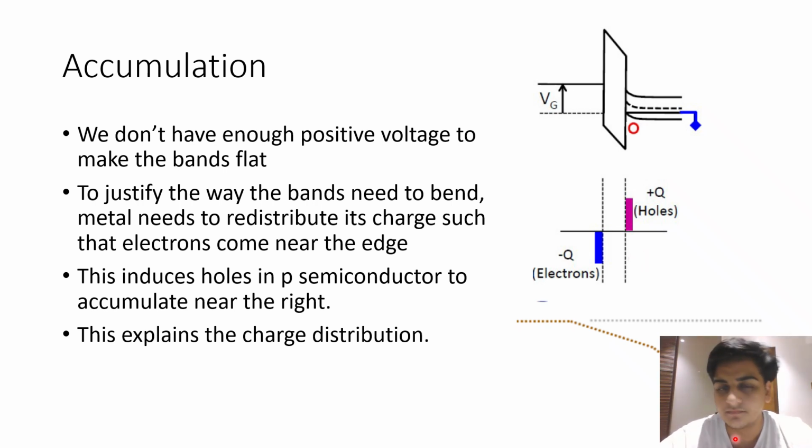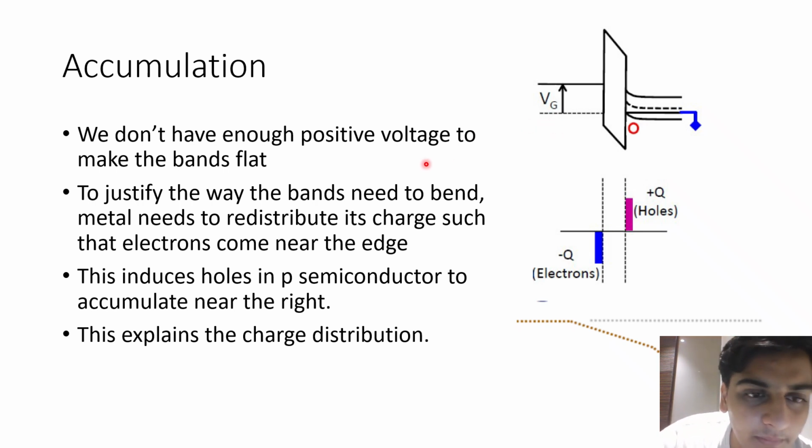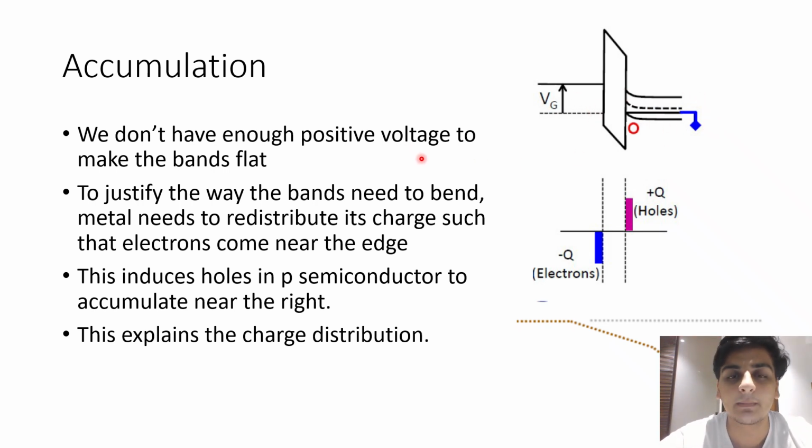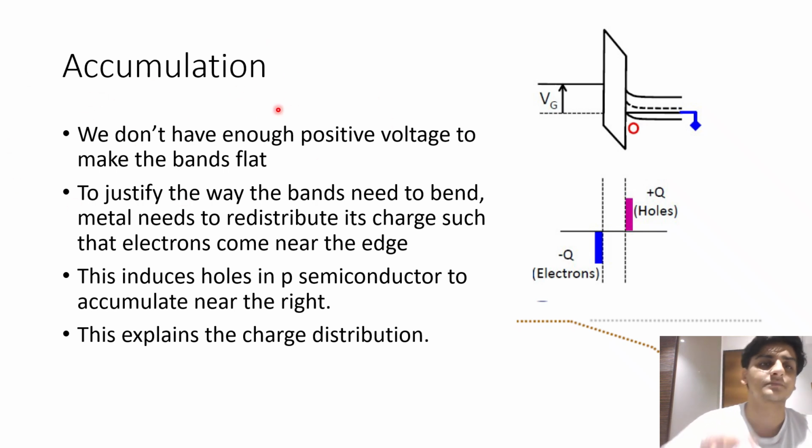So, the accumulation case which I spoke about, is that we don't have enough positive voltage. We know that we need the flat-band amount of voltage to make the bands flat. So we don't have that, which means the bands are still bent. Now this can mean that you apply a very small positive voltage, you apply no voltage, or you apply a negative voltage in which the bands will be bent even more. But all these cases amount to accumulation.